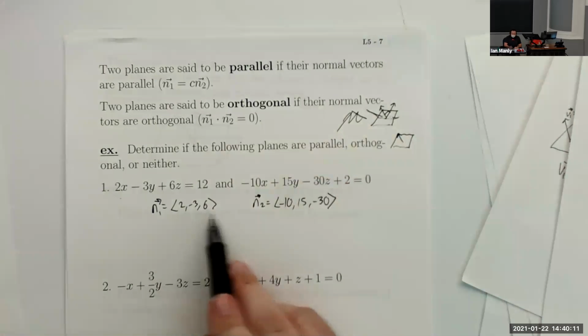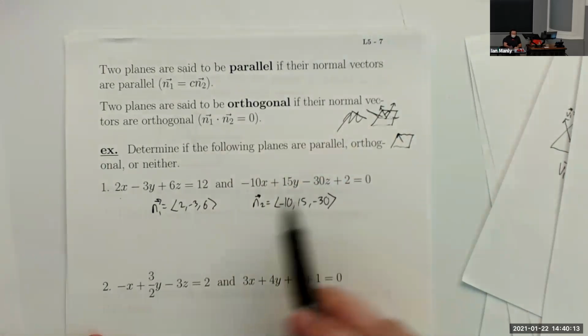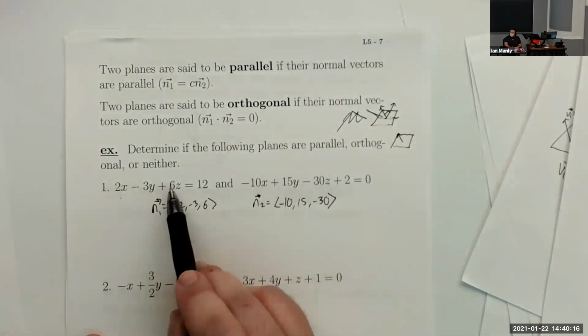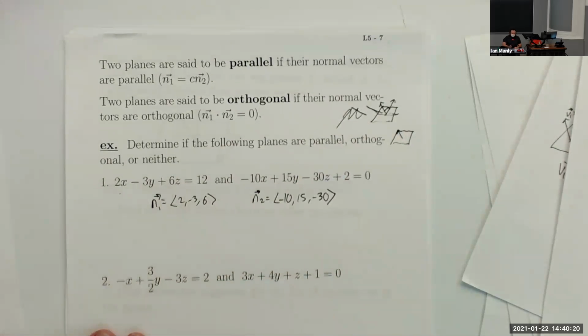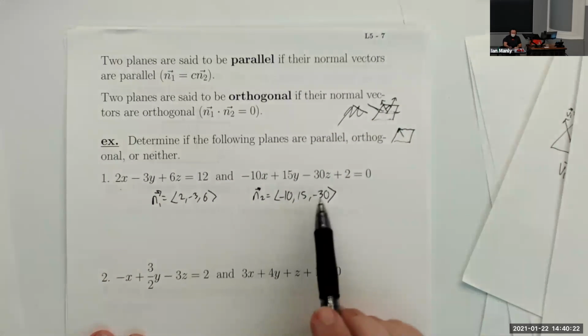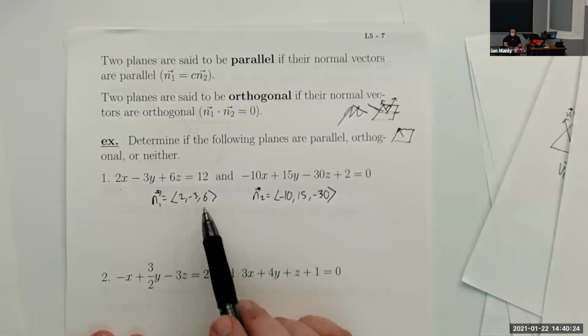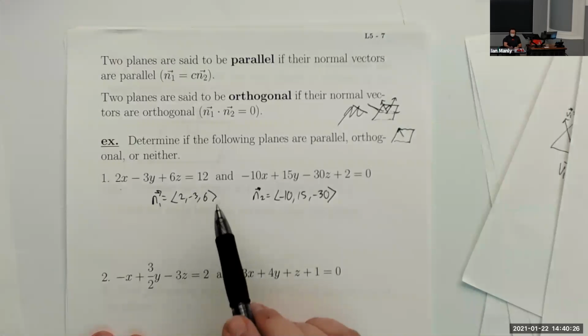Okay, so we have these as our normal vectors. And remember, it's really easy to read them off. You simply read off the coefficients next to the x, y, and z right here. So let's think about the first question. Is one of these a multiple of the other? Can we multiply this one or this one by a number and get the other one?